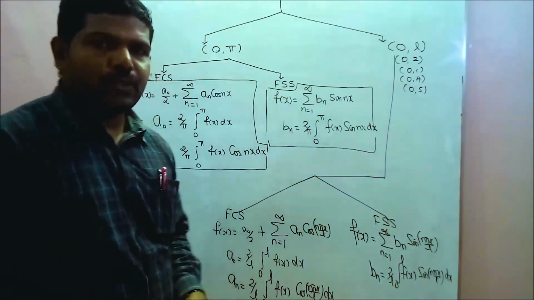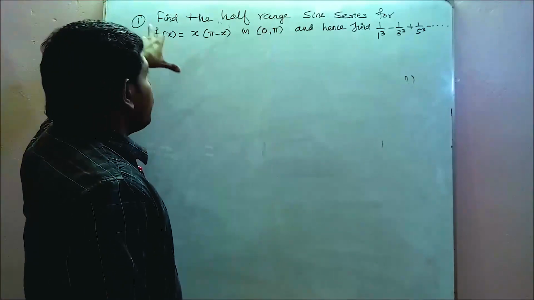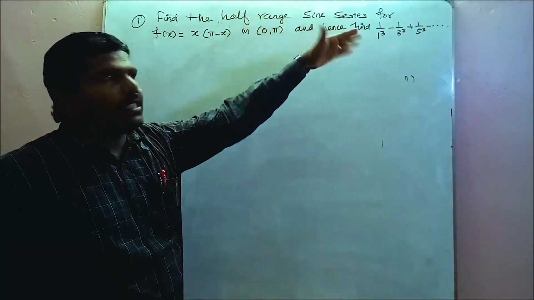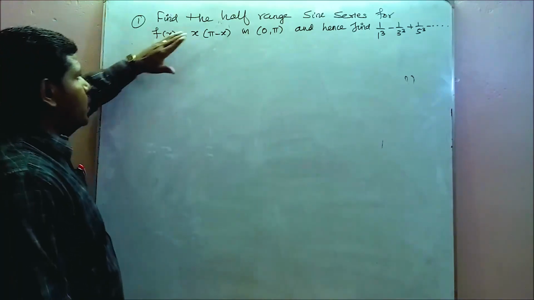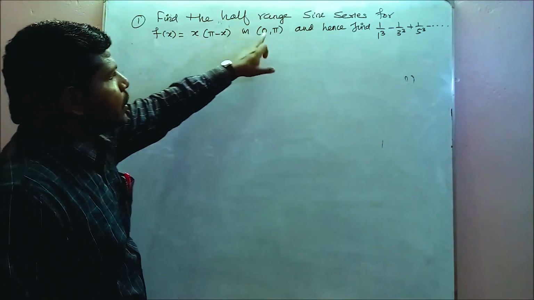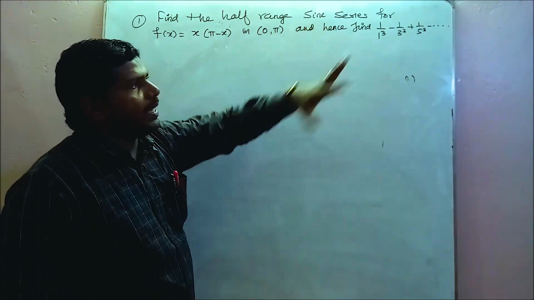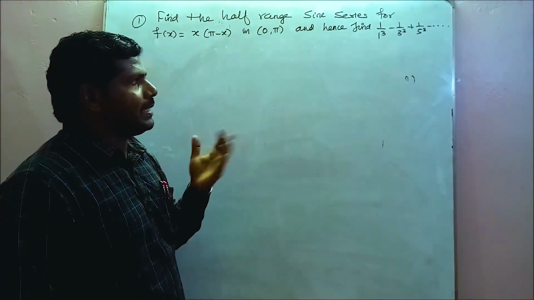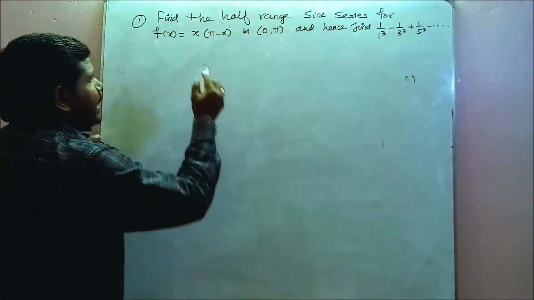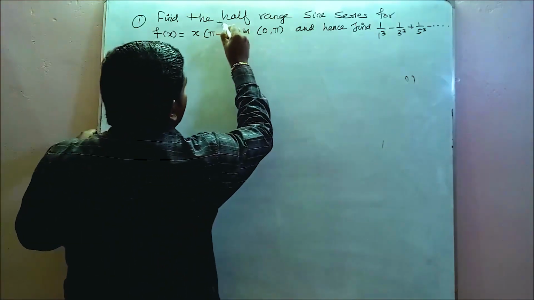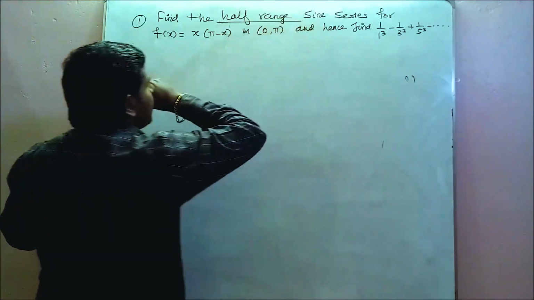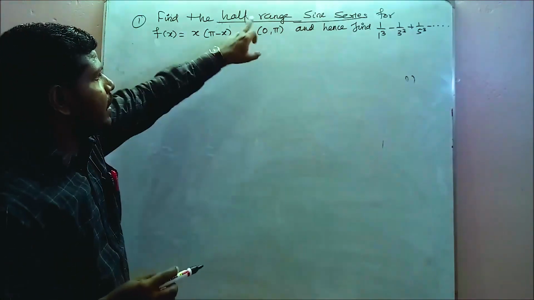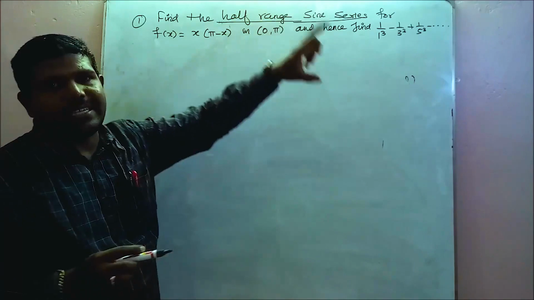So now we are going to the problem. The first problem: find the half range sine series for f of x equals x into pi minus x in 0 comma pi, and hence find 1 by 1 cube minus 1 by 3 cube plus, etc. Looking at this problem, they have asked for the half range sine series.